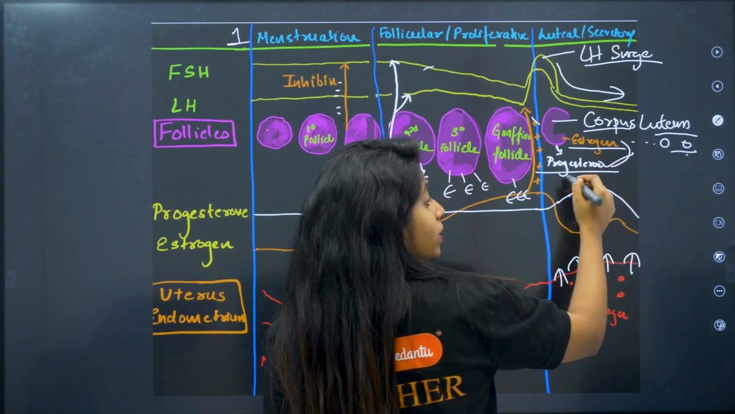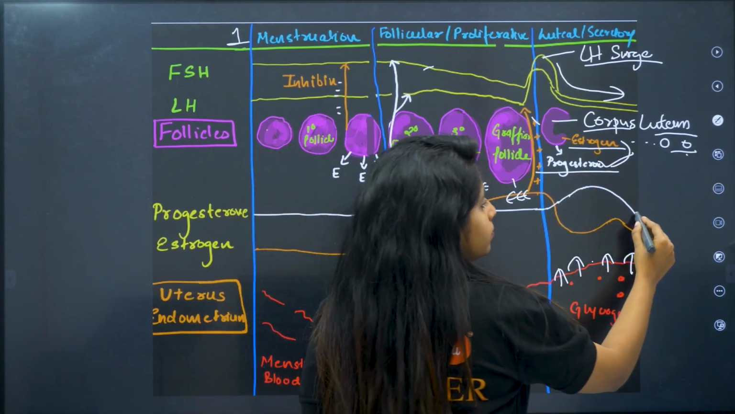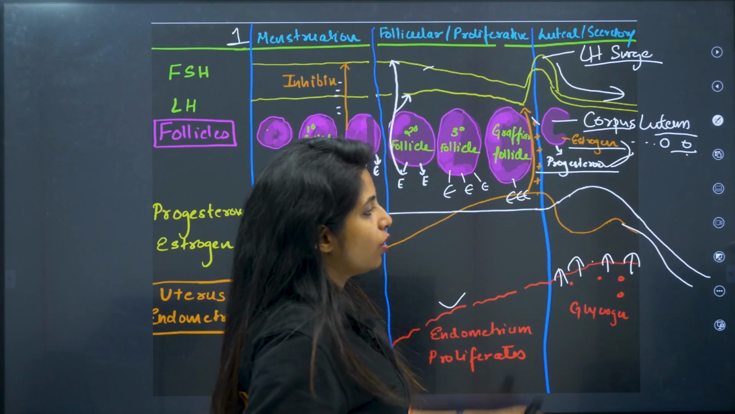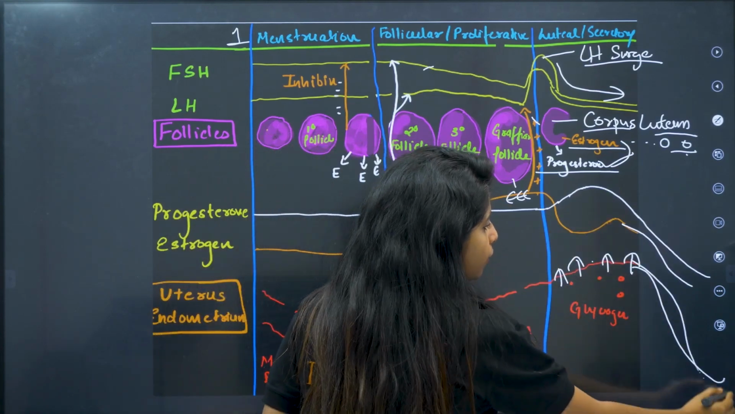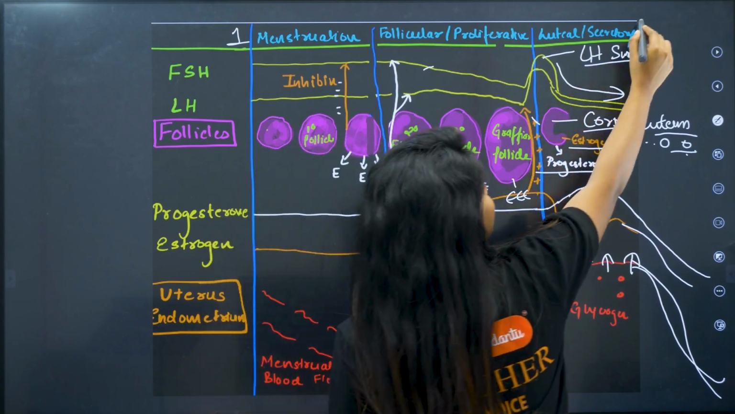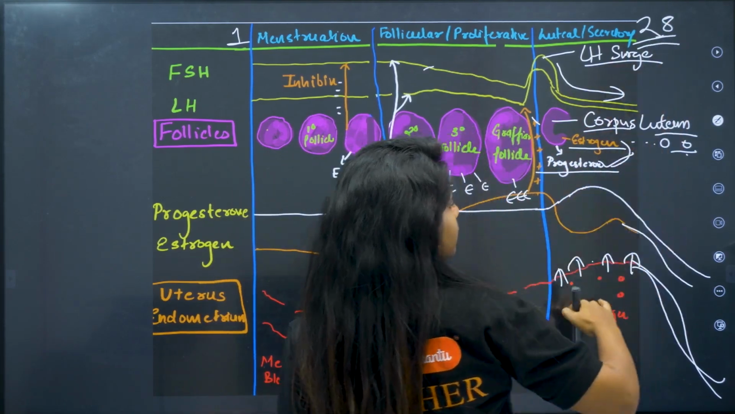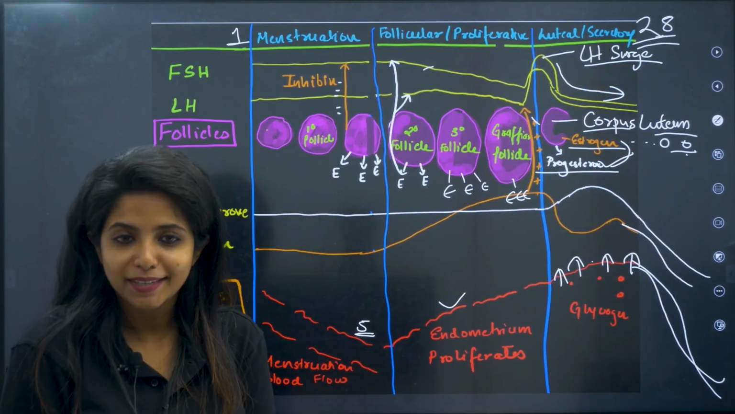The corpus luteum was the one that makes progesterone, and it will also lower its secretion. Once it lowers its secretion, obviously the endometrium layer will also flow off. So on the 28th day, the next menstrual cycle begins.